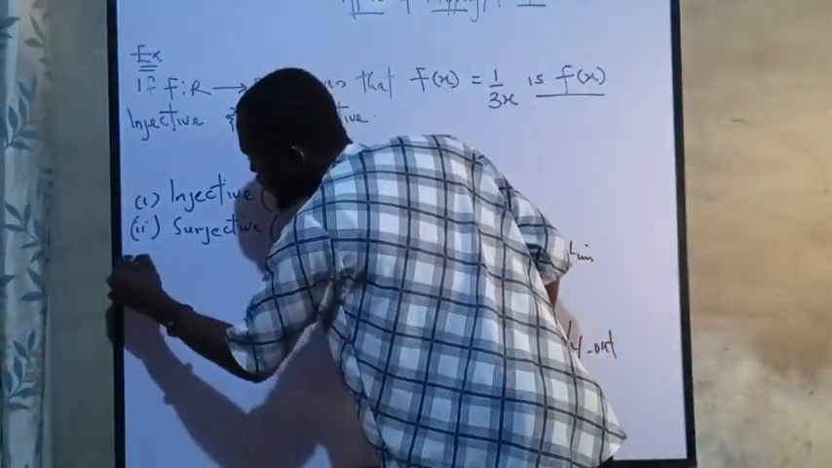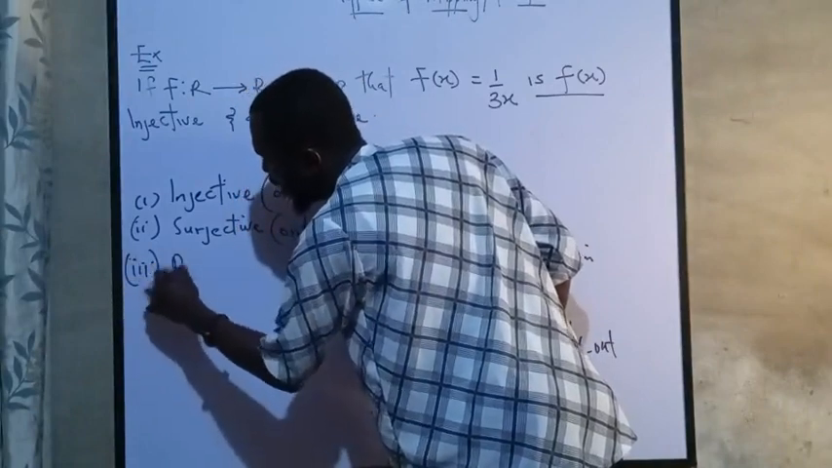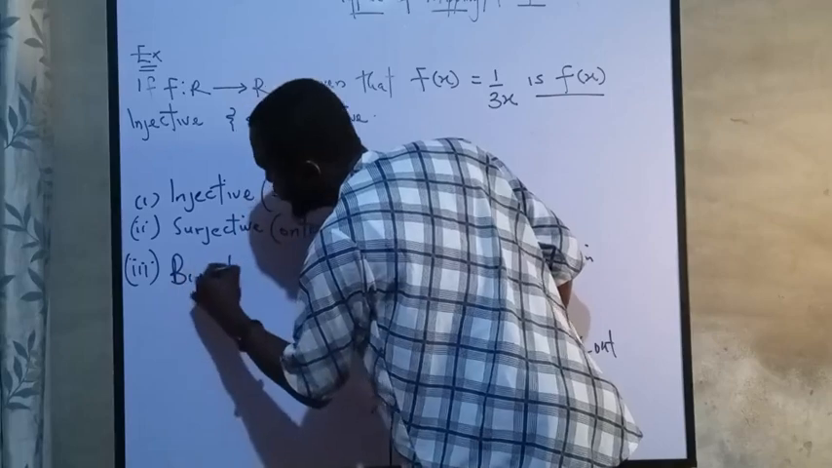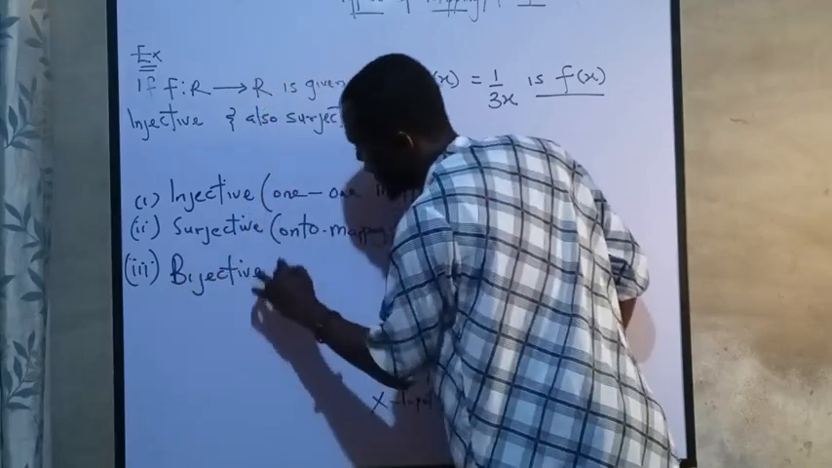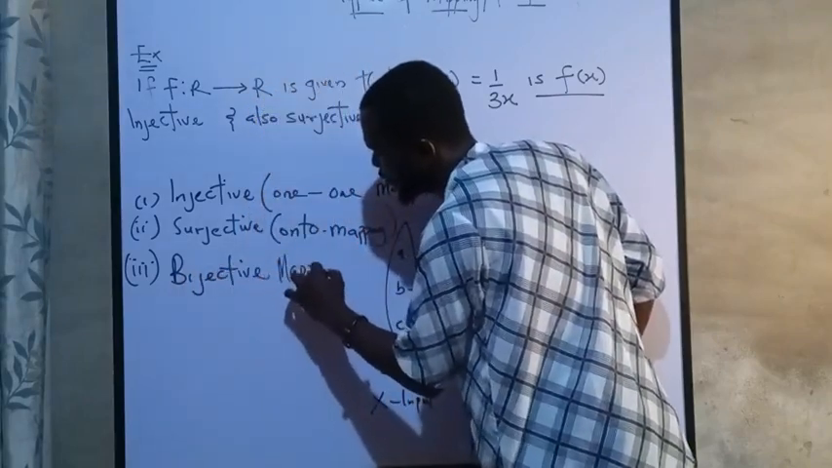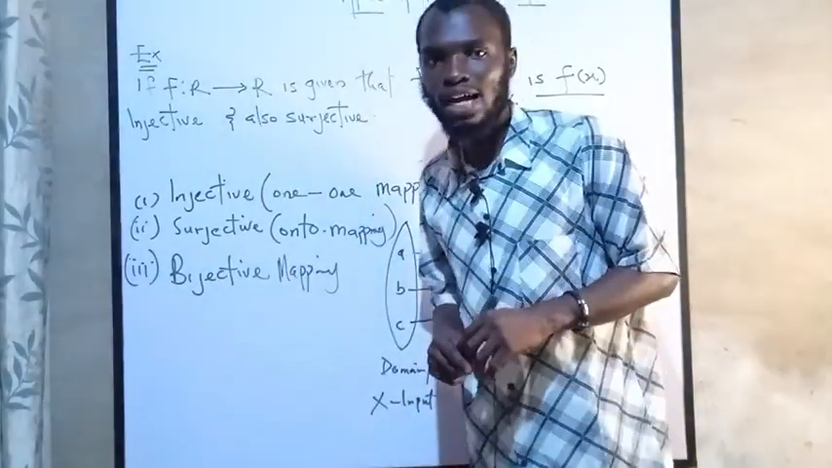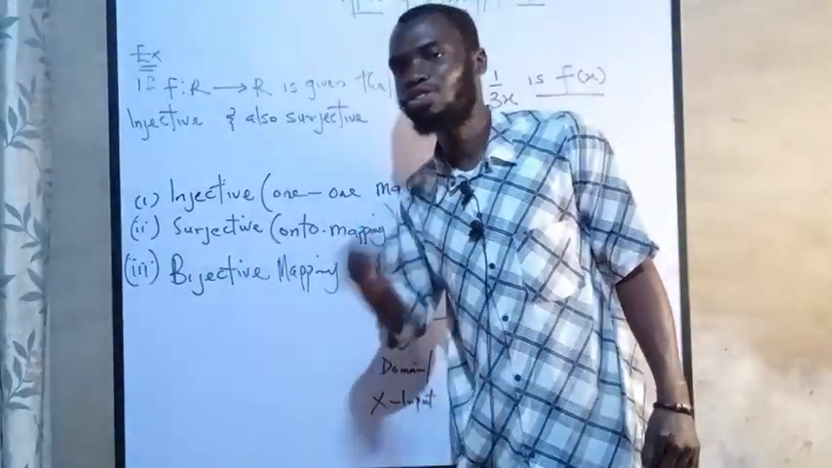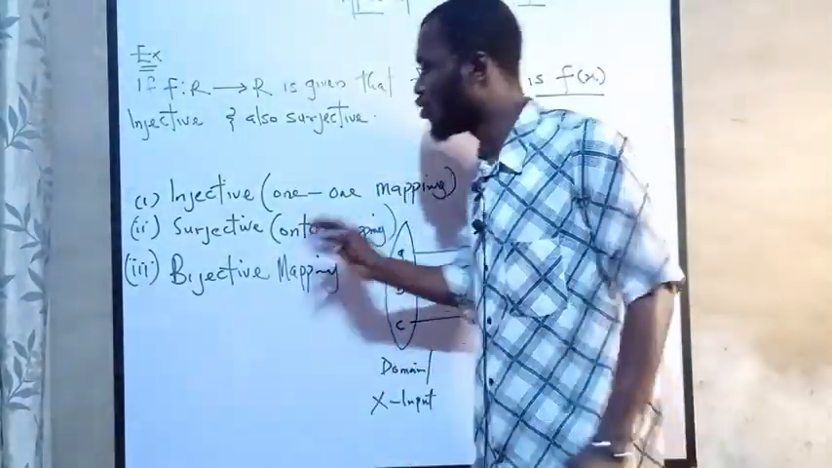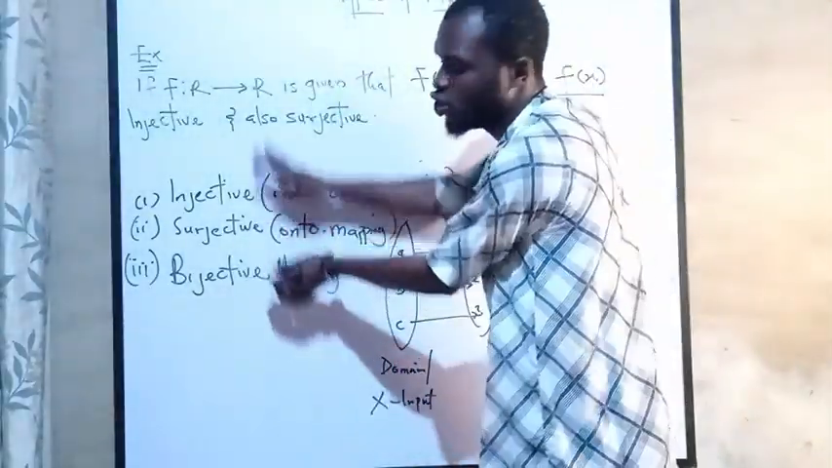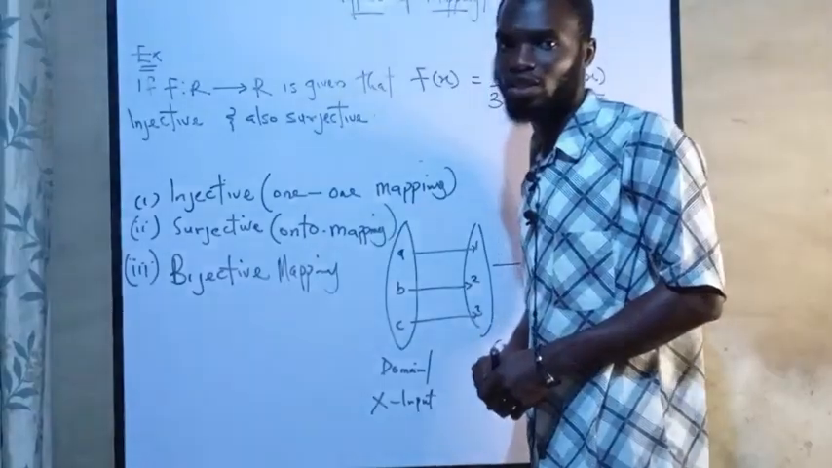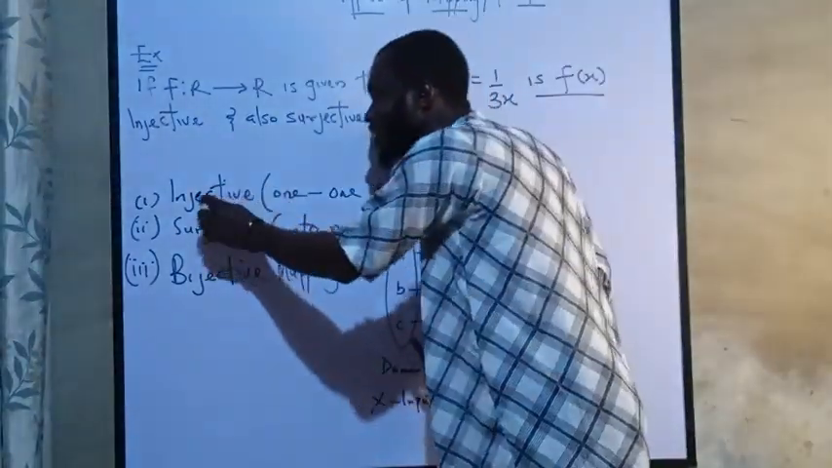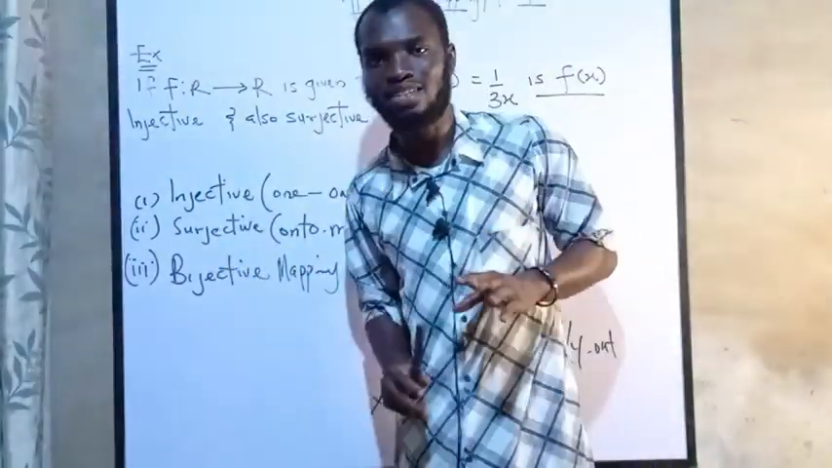Number three, we have bijective mapping. Are we together? We still have four, we have constant mapping. And so on, identity mapping. But because of the time frame, let me just limit myself to these three. Are we together? So firstly, let's understand what we know as injective.